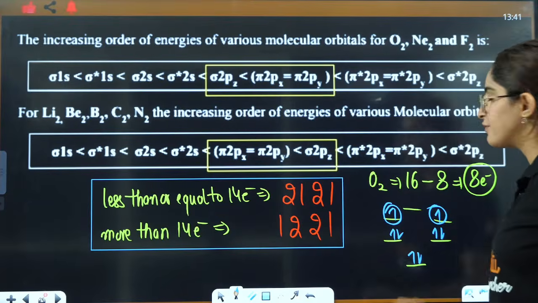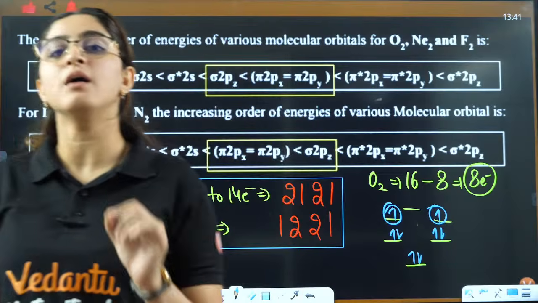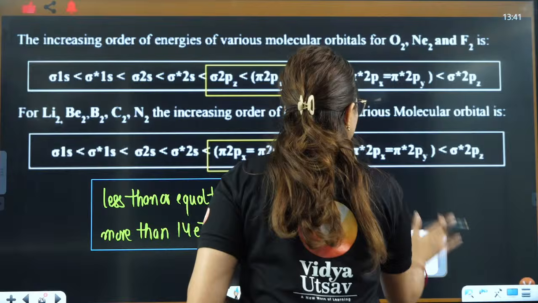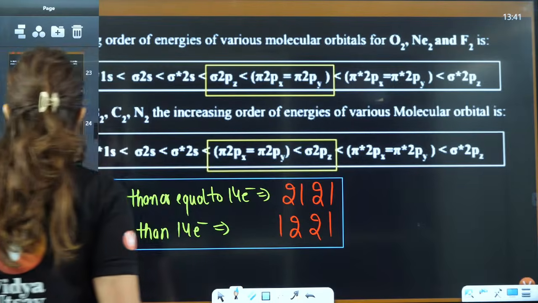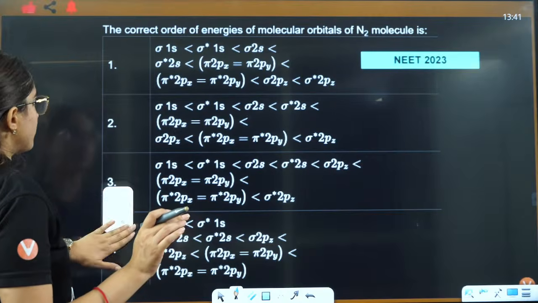So you are left with 2 unpaired electrons, and that is why O2 is paramagnetic in nature. Okay, understood? Now I'll do it in the question form only. Let's talk about the question form only.